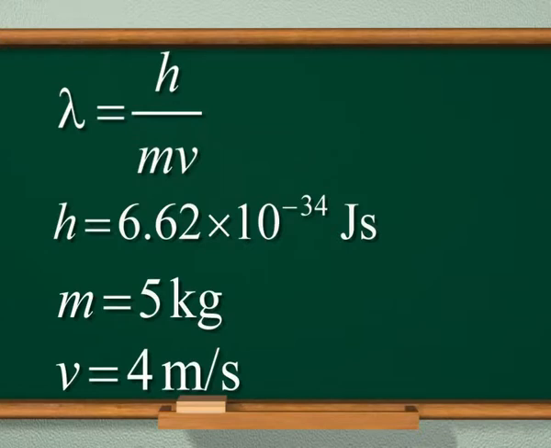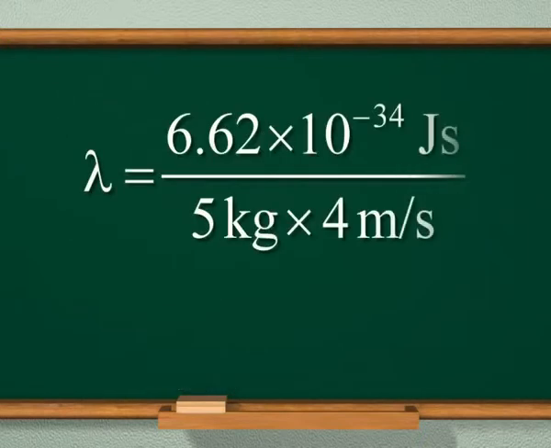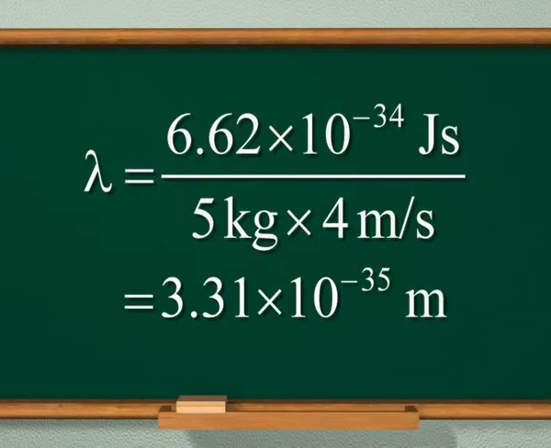On substituting the values of m, h and v in the formula for lambda, we get lambda is equal to 6.62 into 10 raised to the power minus 34 joule second upon 5 kg into 4 meter per second, which is equal to 3.31 into 10 raised to the power minus 35 meter.